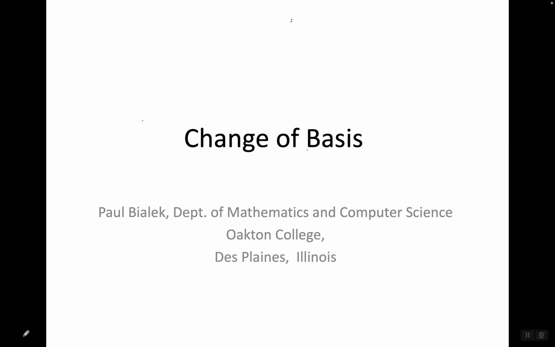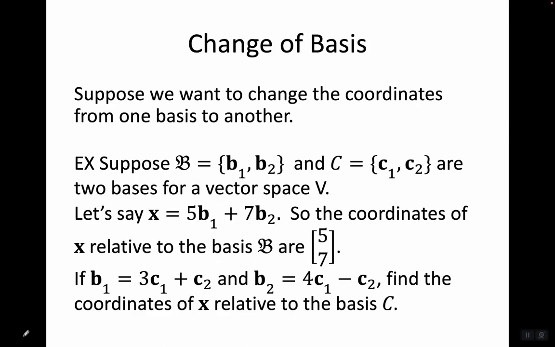Let's talk about change of basis. Suppose we want to change the coordinates from one basis to another. Suppose 𝔅 = {b1, b2}. The font for this 𝔅 is what we call Fraktur. This is the kind of calligraphy that was used in Germany in previous decades. Very cool. And C = {c1, c2} are two bases for a vector space V.